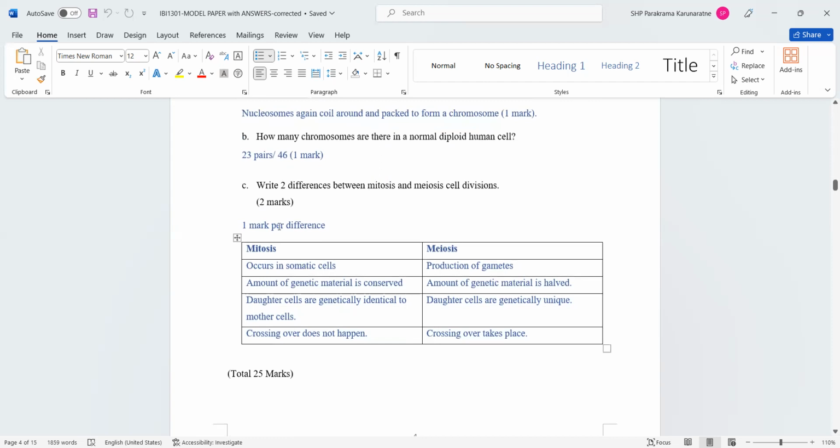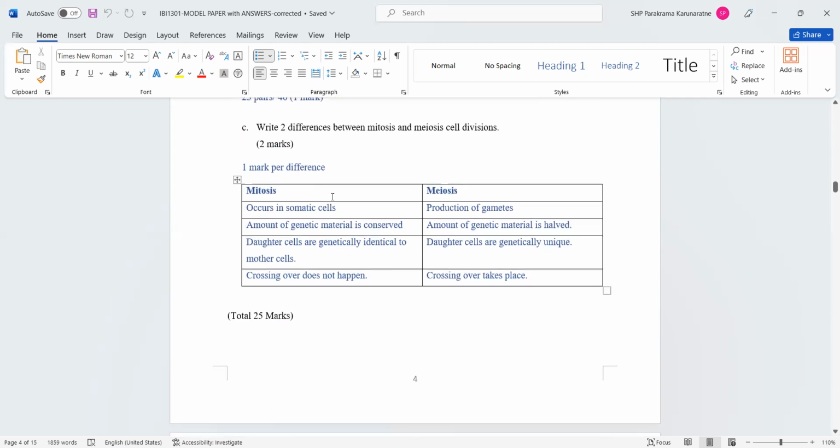Then the next question is, write two differences between mitosis and meiosis in cell division. 1 mark per difference. So you have to write the differences between mitosis and meiosis. Mitosis occurs in somatic cells, that means 2N. We find it in normal body cells, somatic cells. Meiosis occurs only during the production of gametes. During the production of gametes, only meiosis takes place.